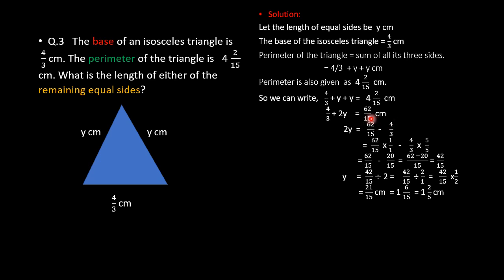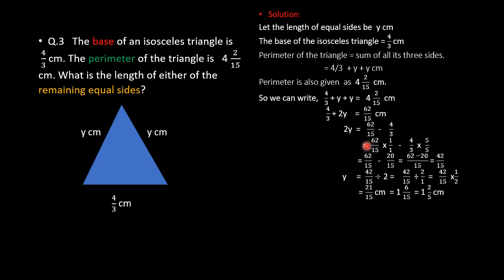How did you get 62 by 15? This mixed number 4 and 2 by 15 we changed into improper fraction. Now 2y is equal to, here we have 4 by 3 and this we have to take to the other side and it becomes minus 4 by 3.